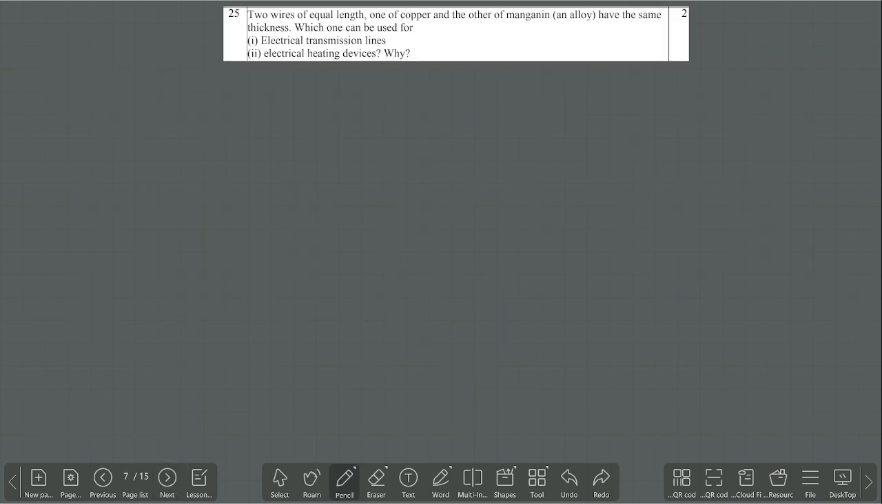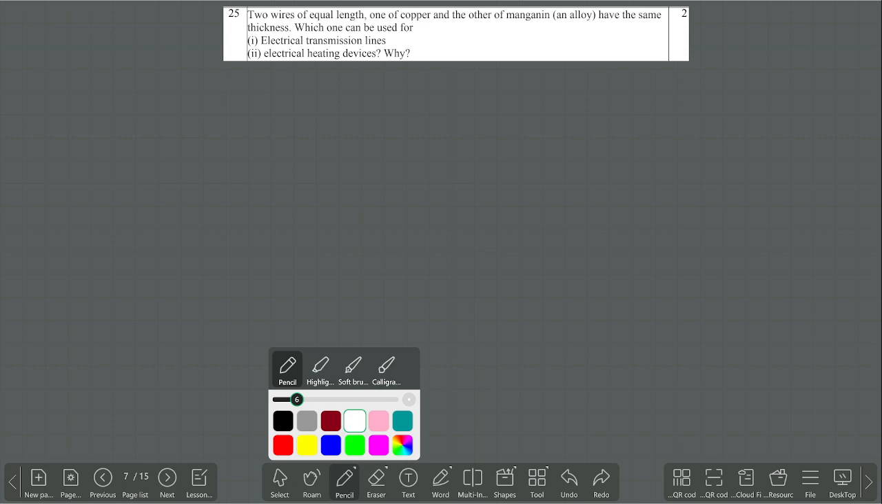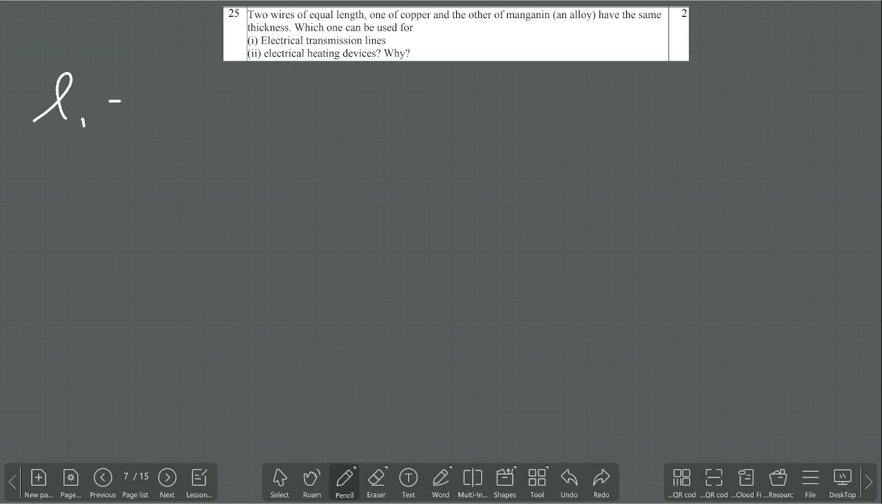So the next question, question number 25. Two wires of equal length. That means there are two wires. Let us take the length of the first wire as L1 and the length of the second wire as L2.